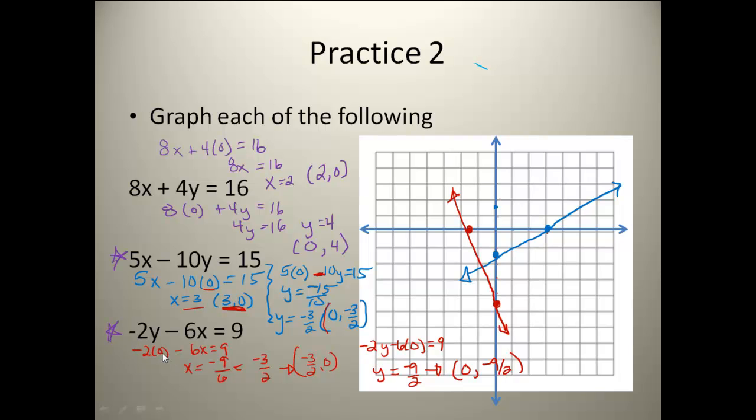On the last one, same thing. I plugged in 0 for y. I solved it for x. Make sure this negative goes with that 6 when you solve it. And I got x to be equal to negative 3/2. So my x-intercept is at negative 3/2, 0. Then I did my y-intercept here. Plugged in 0 for x, solved it out for y, and I got negative 9/2. So I get the point 0, negative 9/2. Plotted both of those, drew my lines, and there I've got my functions.